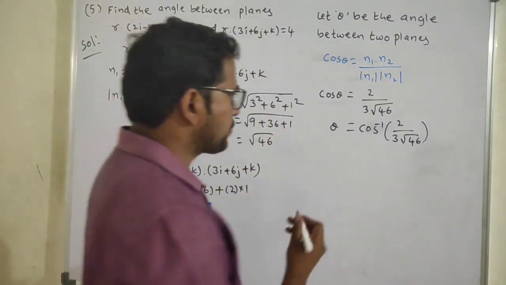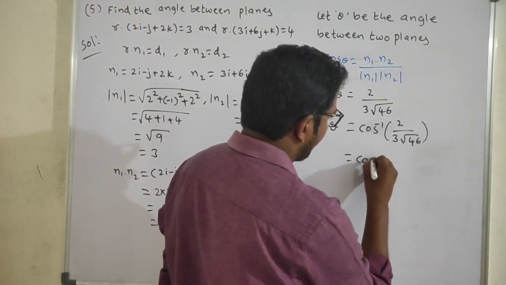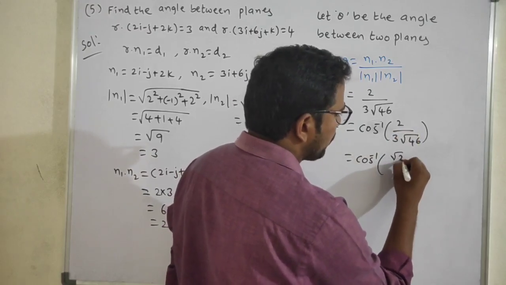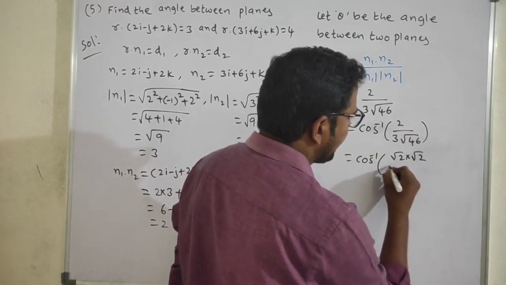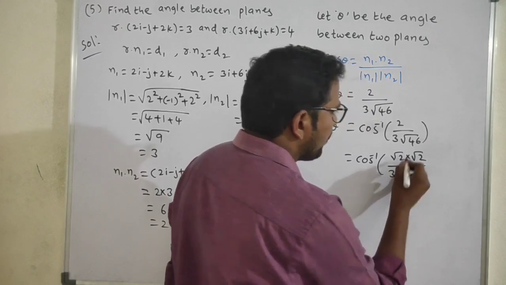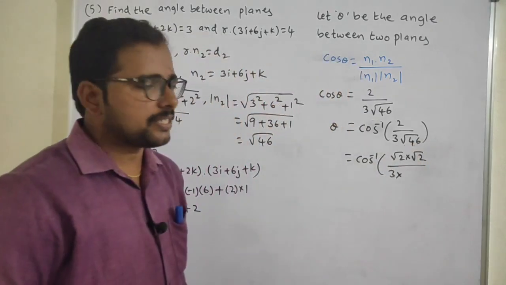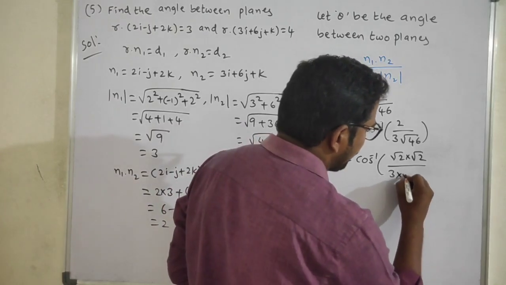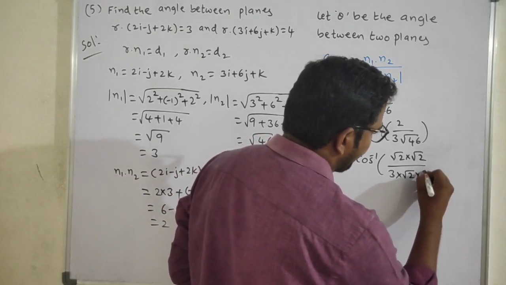Then we can also simplify it further. So cos inverse of, we can write 2 as root 2 into root 2, over 3 into, we can write root 46 as root 23 twos are 46, so root 2 into root 23.